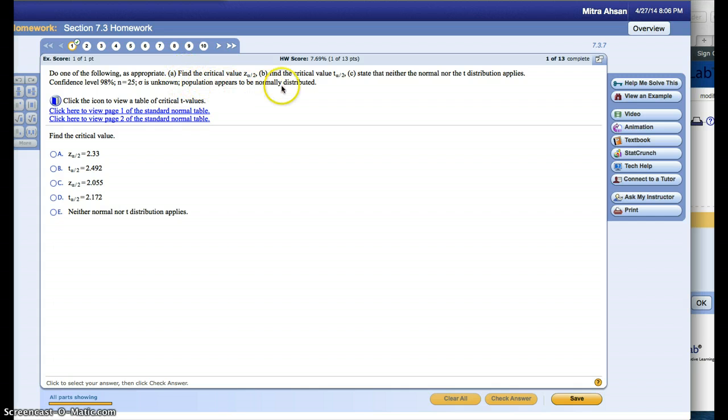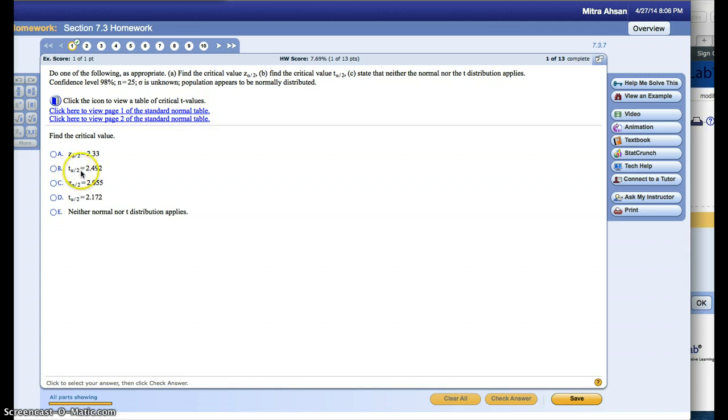Since the population appears to be normally distributed, that implies that our sampling distribution is also normally distributed. But since the value for sigma is not known, we're not going to use the normal distribution. We're going to use the t distribution, student t distribution. So we should use either b, which is t of alpha over 2, or d, which is t of alpha over 2. These are the two which have t, but we have to see which one is right.